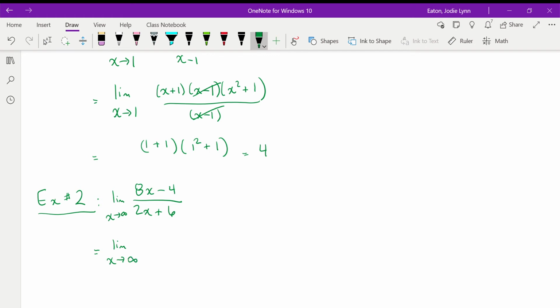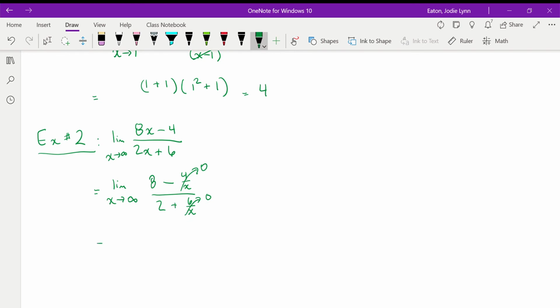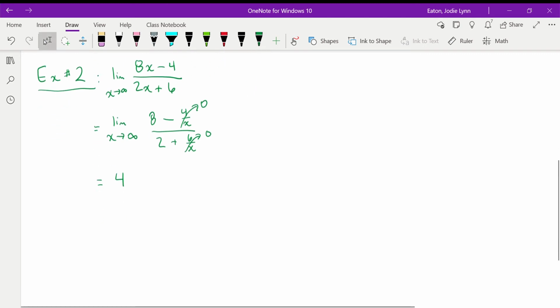Remember, we divide each term by the highest power of x in the denominator. So this is 8 minus 4 over x, over 2 plus 6 over x. This, as we approach infinity, is going to go to 0. Anything with a variable in the denominator will head for 0. And so this is going to give us the limit as x approaches infinity of 4, which is equal to 4. Okay, let's look at another infinity one, because those are the most recent ones that we've taken a look at.